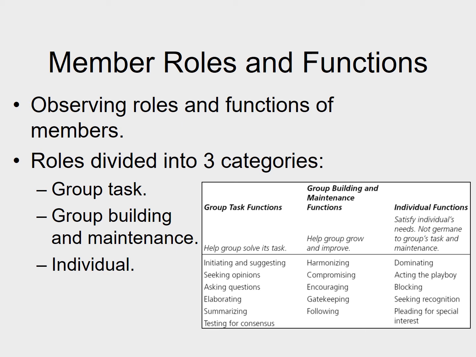Now, you're going to find that some people, all of their behaviors, notice that the roles are divided into three categories, but the categories themselves are listed by behaviors. You can have someone that's 30% task function, 40% group building maintenance, and 30% individual function. So it's not necessarily that someone will completely fall into one of these groups, but we generally find that if you're in one of these categories, it's usually the majority. So there are people who are mainly group task focused, mainly focused on group building, and mainly focused on individual function. So group task function: initiating and suggesting, seeking opinions, asking questions, elaborating, summarizing, testing for consensus.